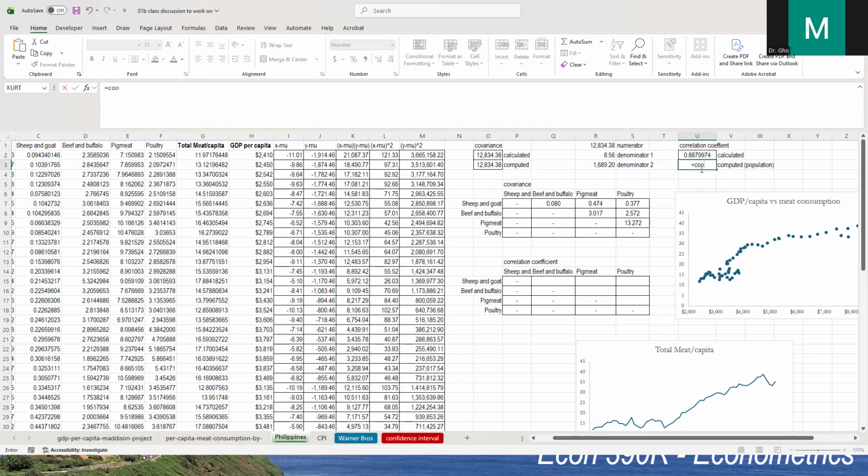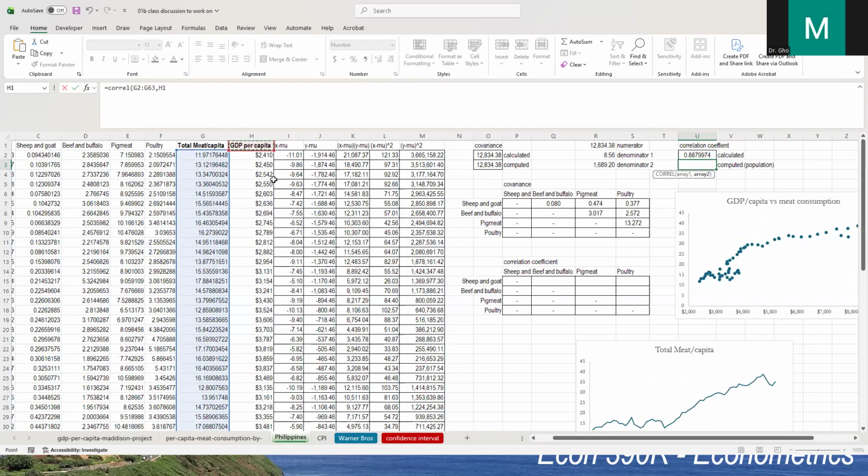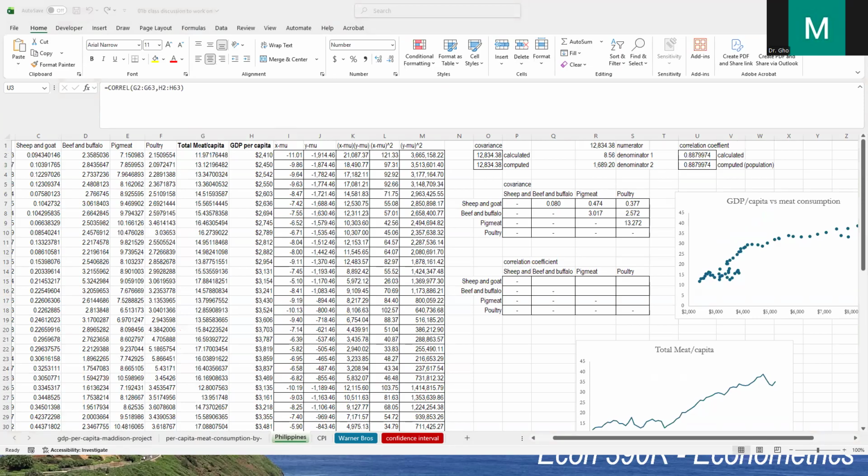We could also do Correl, which is the Excel formula, and we can let it do all the subcalculations for us all in a hurry. And you will notice if we did it right, we'll get the same value for both. That makes more sense. So it's a fairly strong correlation between total meat per capita consumption and GDP per capita. That informs us that meat is a normal good. And you'll recall in your principles of economics class, for a normal good, when income increases, people buy more.